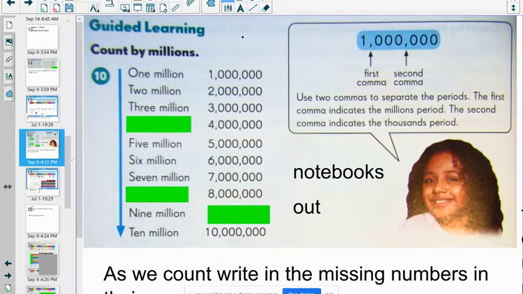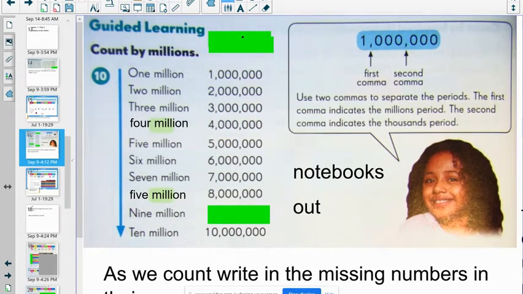Again, here we are doing some more guided practice. The page is a bit busy, so let's talk through it together. Counting by millions: 1,000,000, 2,000,000, 3,000,000. What would this be? Obviously, this would be the word form of 4,000,000, 5,000,000, 6,000,000, 7,000,000. Word form would be, that's a typo. This should be what? This should be 8,000,000.